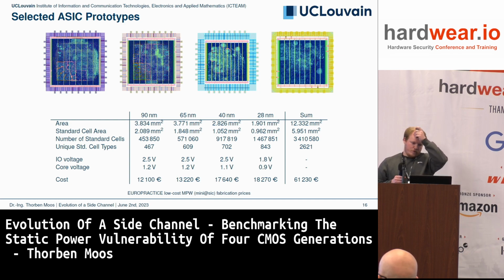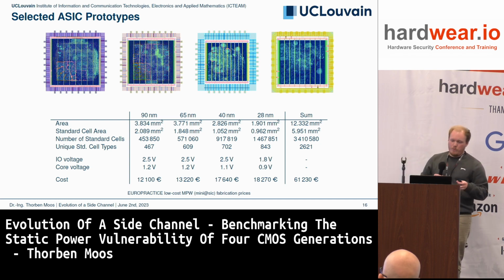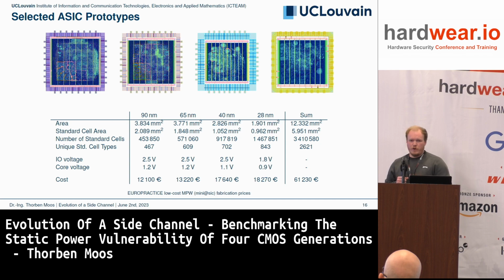There's also the number of unique standard cell types, which tells us that these standard cell libraries get much more complex in smaller technologies. Then the core voltage is important because we will play with it in the next slides. This goes from 1.2 volts for the two older technologies to 0.9 volt for the 28 nanometer chip. And the cost is given for these Europractice low cost MPW fabrication prices. If you want to do such a chip without funding from the European Union, it will cost you much more, so you can add a few zeros.